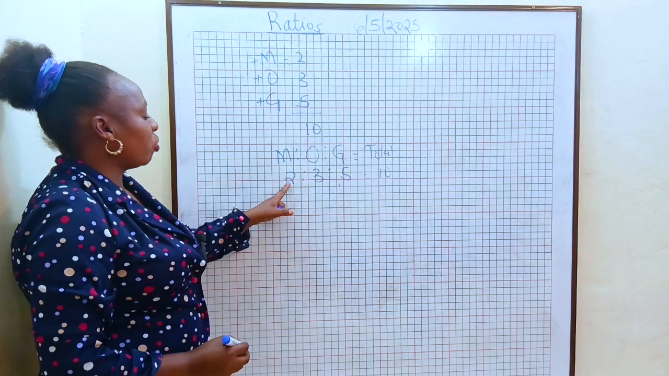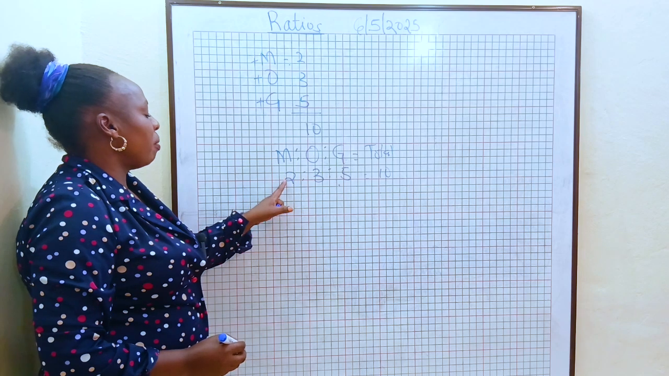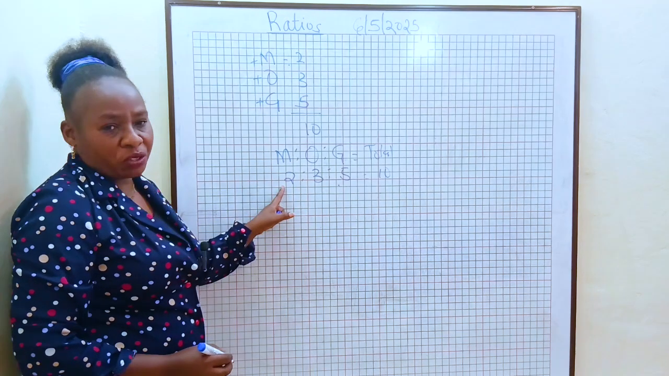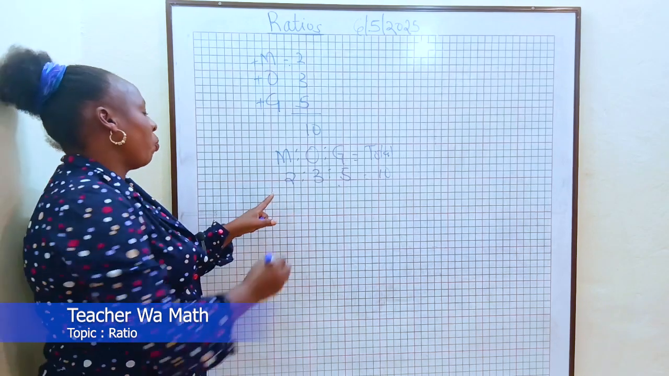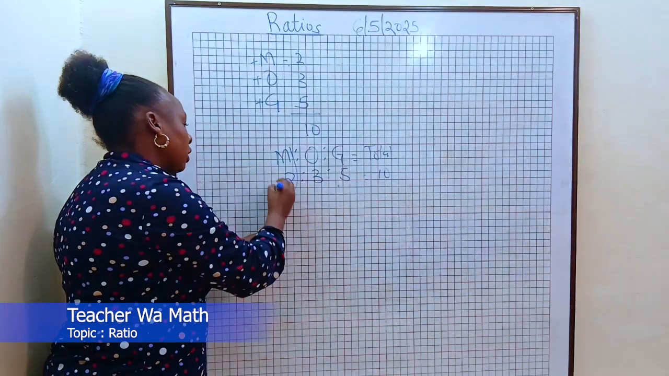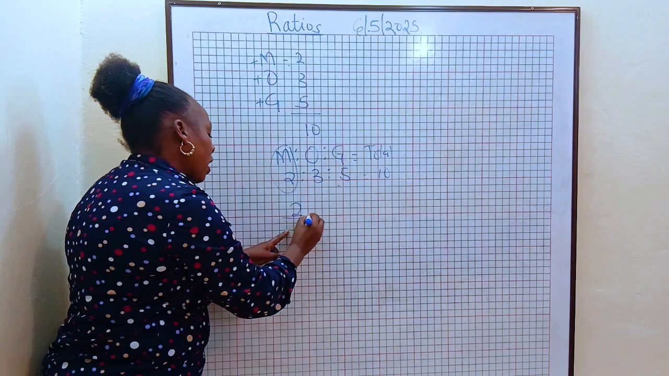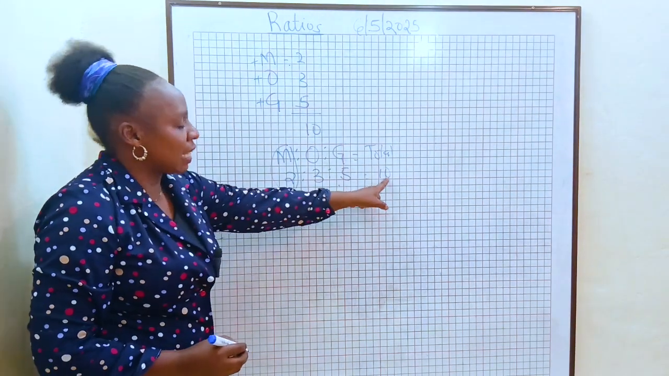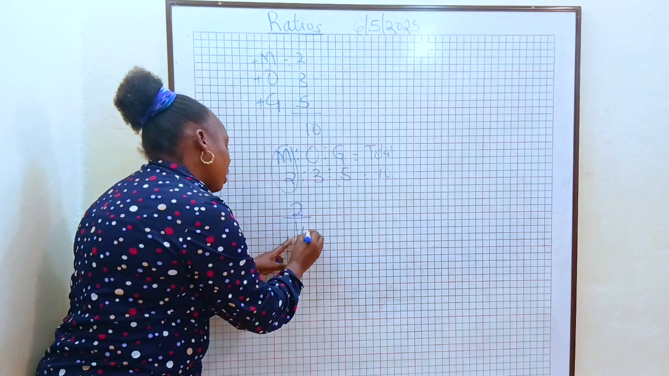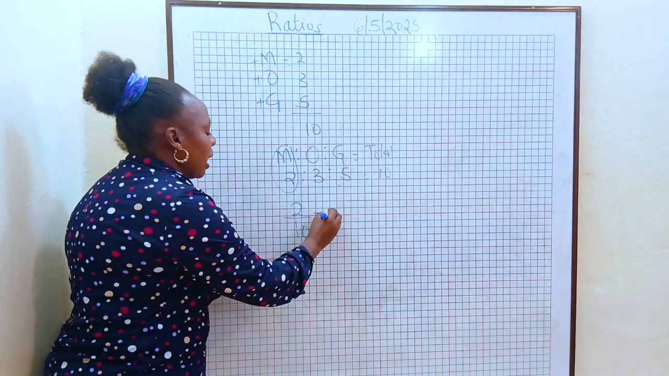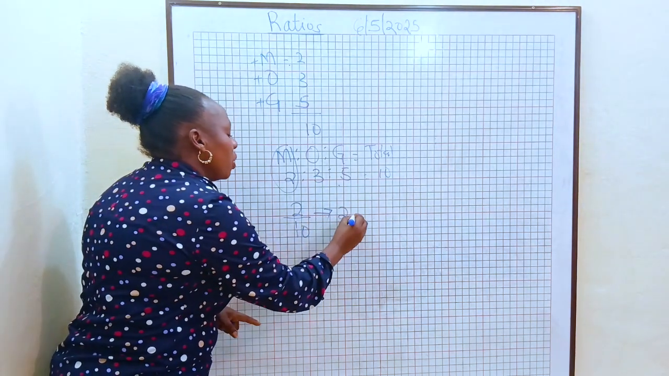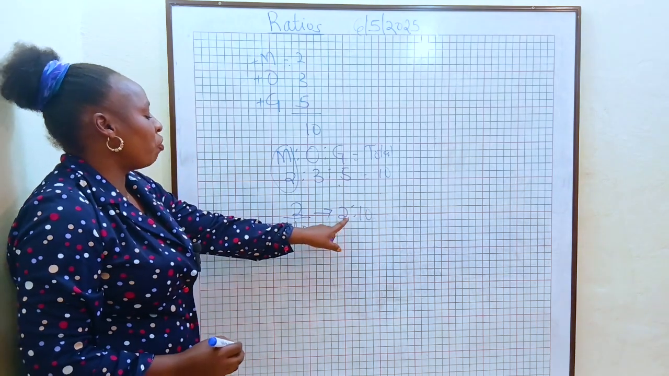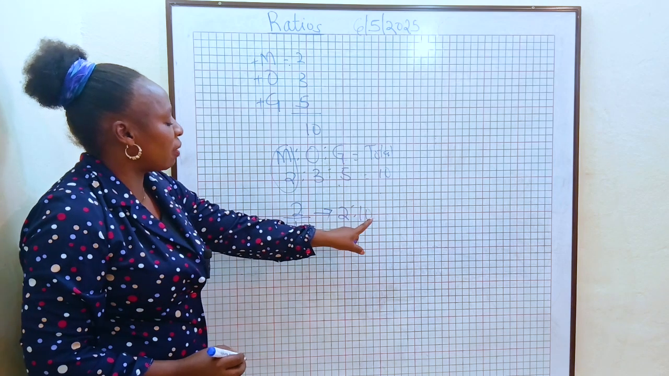So you can also be asked to write the mangoes as a fraction of the total. Mangoes as a fraction of the total. We pick our mangoes, which is 2, over, fraction means over a number, and here our total is 10. So the fraction is 2 over 10, and it can also be written as a ratio, that is 2 is to 10. This is the ratio of mangoes compared to the total number of fruits.